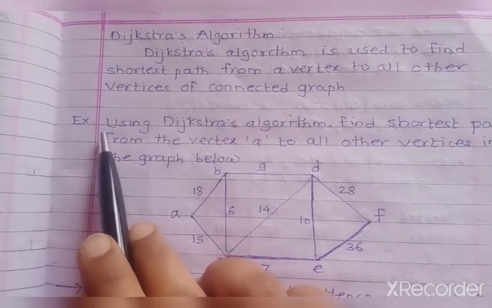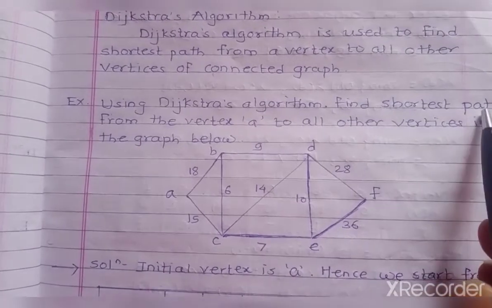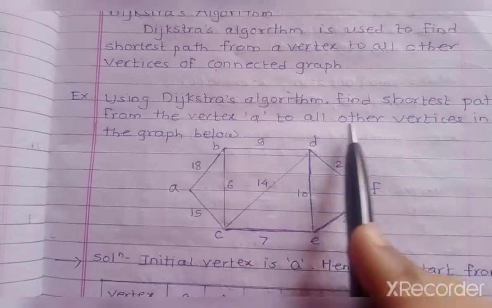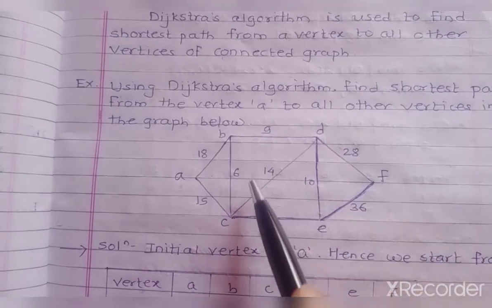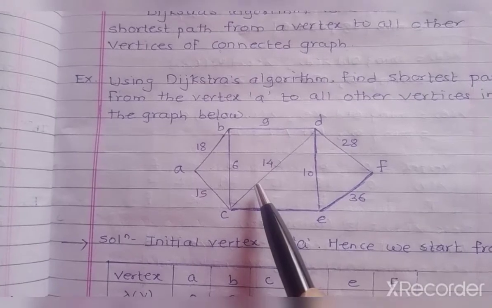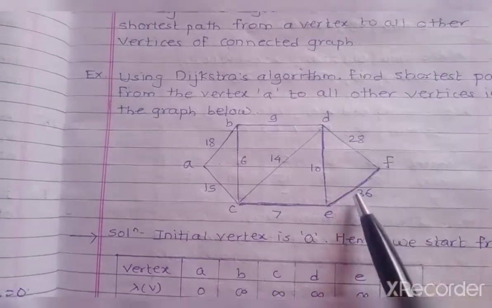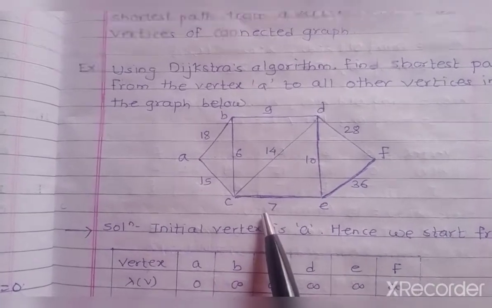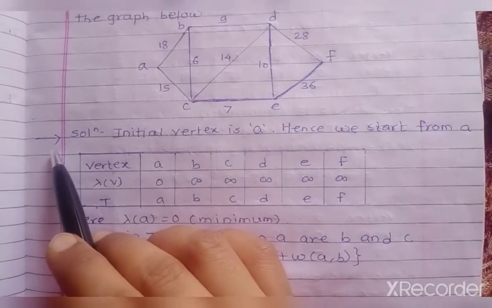See that example. Using Dijkstra's algorithm, find the shortest path from the vertex A to all other vertices in the graph below. So here we are given this weighted graph. By using this weighted graph, we find the shortest path from vertex A to all other vertices contained in our graph G. So we write down the solution.